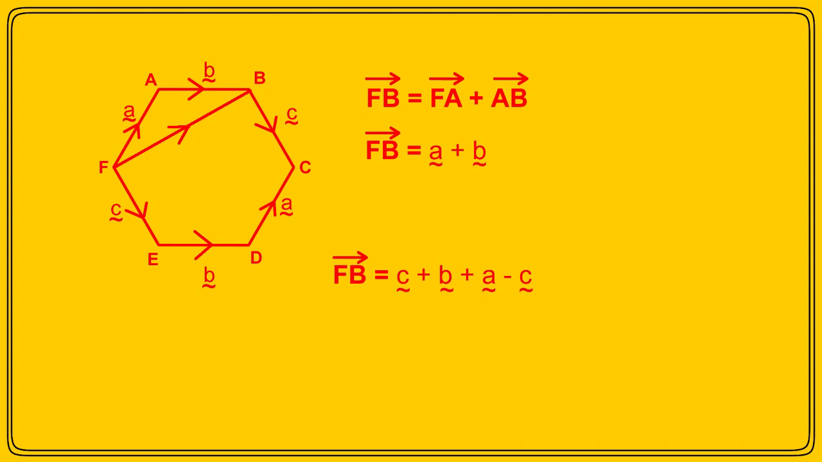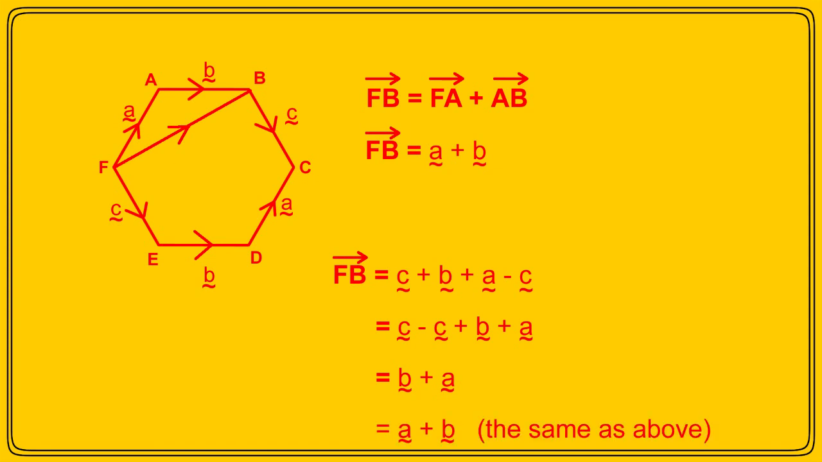But we know now that we can work these vectors in any order, providing we keep the right sign with the right vector. So we can think of this as C minus C plus B plus A. And we know now that C minus C is the zero vector. In other words, minus C cancels out the C. So we are left with B plus A. But B plus A is the same as A plus B, giving us the same low road as before. In other words, the same resultant vector.